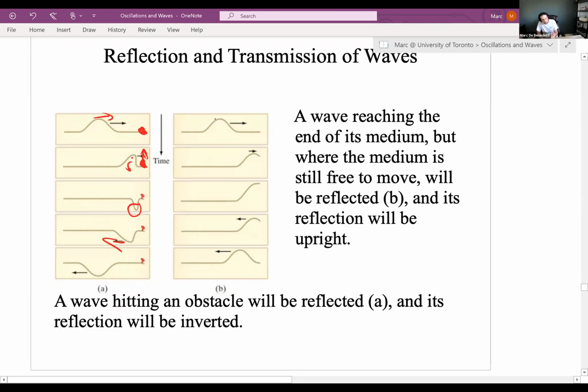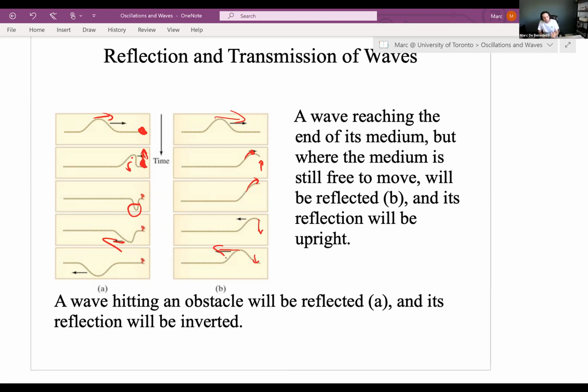Now, if the wave pulse hits an end, and it's a free end and not nailed in, then as it approaches the end it is actually free to lift. The nail was not free to lift. This is free to lift. So when it reaches the end, this will just come up and then fall back down, and as it falls back down, the wave will go back, but not be inverted.